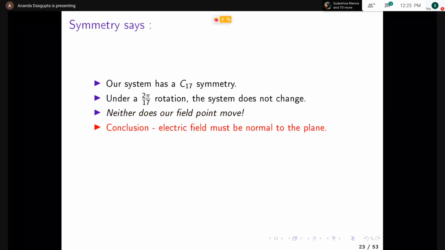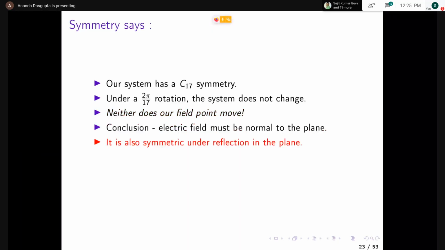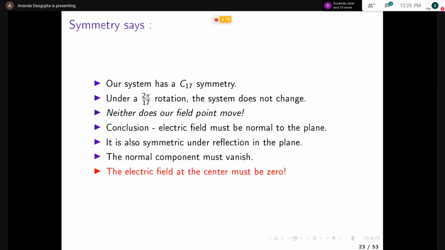So this is just a recap in the symmetry language of what our pictures told us. The conclusion was that the electric field must be normal to the plane. Our system is also symmetric under reflection in the plane, and the normal component must vanish because under reflection the normal component reverses. So if it has to stay the same and yet reverse, it must be zero. So this was our symmetry argument. This is fine, and it was pretty straightforward.